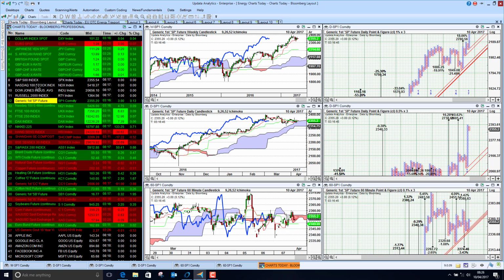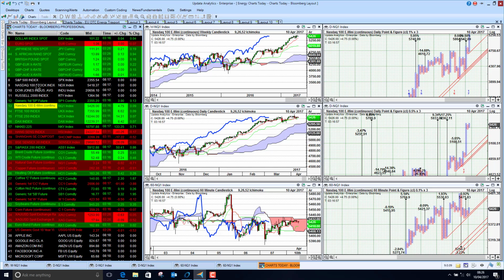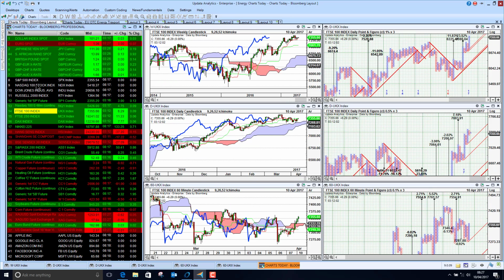The futures, the S&P future up very slightly this morning, and Nasdaq E-mini just up very slightly, but still below the cloud on the short-term chart. FTSE 100 looking quite good this morning again. Not a big move, but we're back above the cloud.